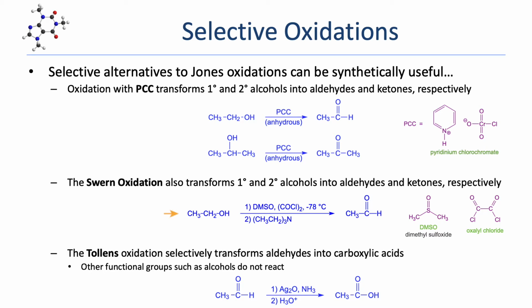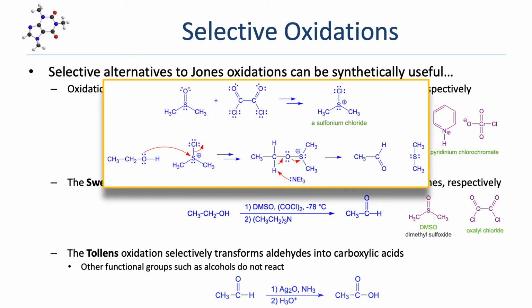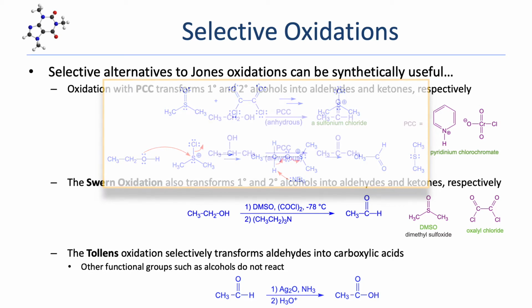In the example, we see a primary alcohol subjected to Swern oxidation to give an aldehyde. The reaction requires a mixture of dimethyl sulfoxide, or DMSO, and oxalyl chloride. These two reagents react to form a sulfonium chloride that acts as the oxidizing agent in the reaction. The alcohol attacks the sulfonium chloride, and a base, such as triethylamine, removes a proton from the carbon, forming a carbon-oxygen pi bond and expelling dimethyl sulfide.